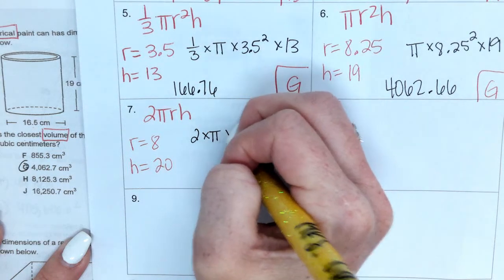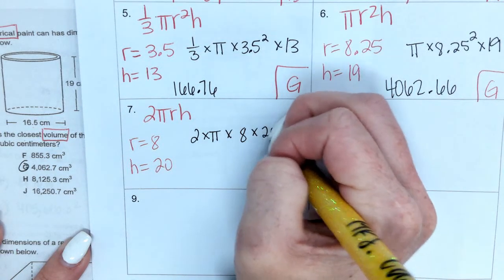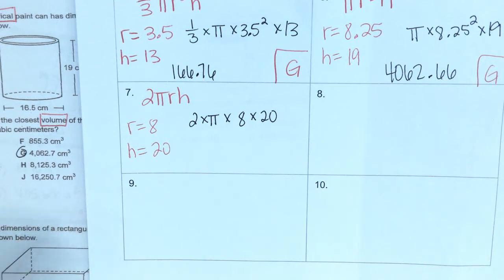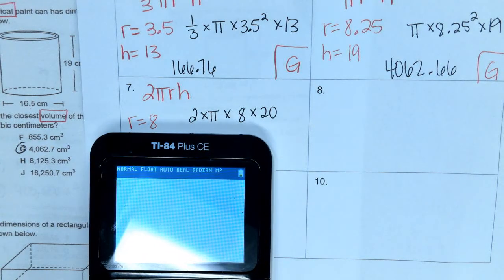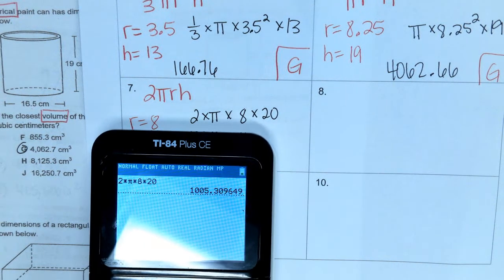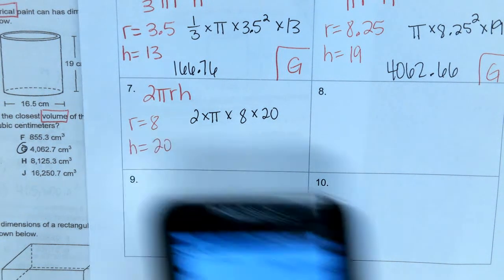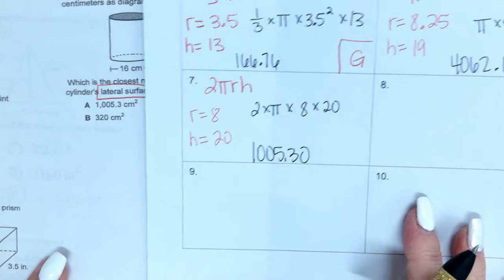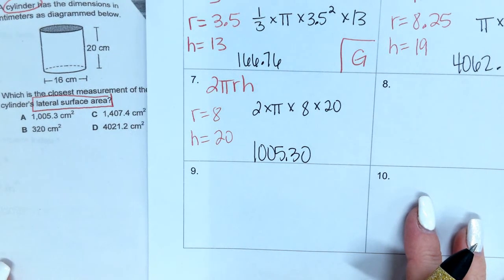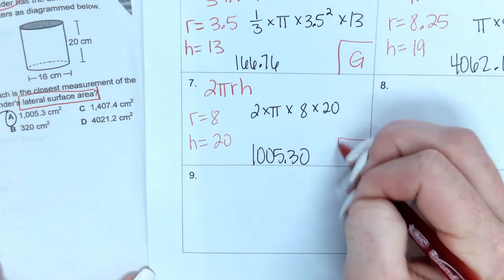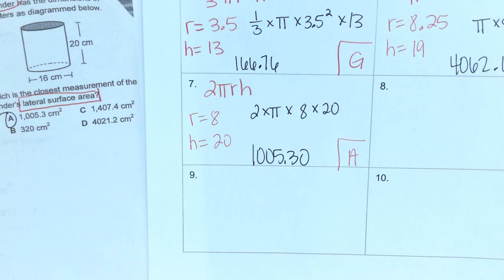2 times pi times the radius times the height. Do I square the radius in this formula? No, because the formula doesn't say to. Okay, so I'm going to do 2 times pi times 8 times 20. 1005.30. Which answer is closest? A. Can I move on? We still writing?